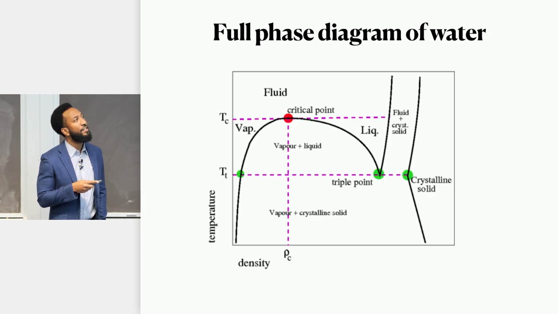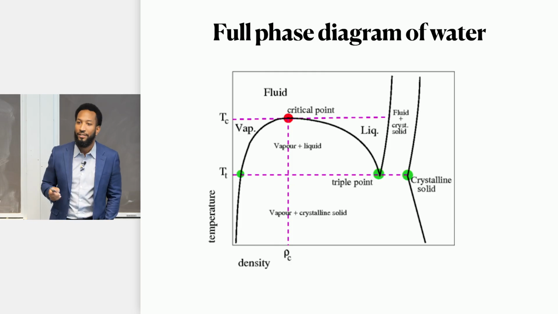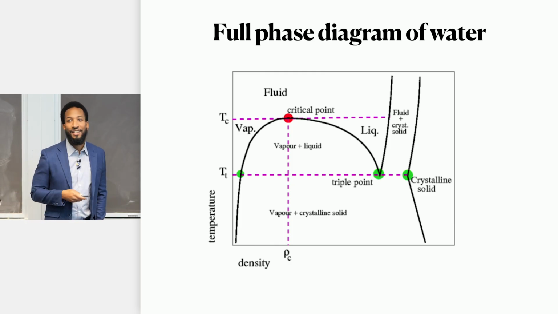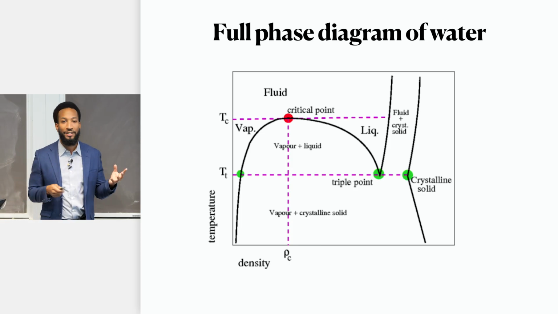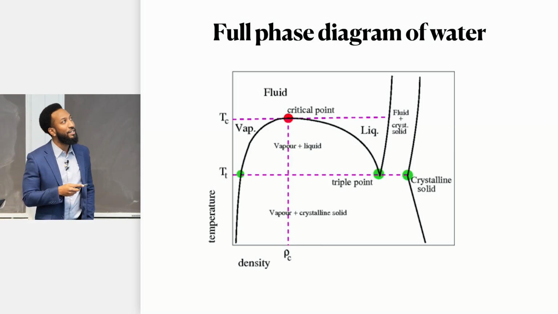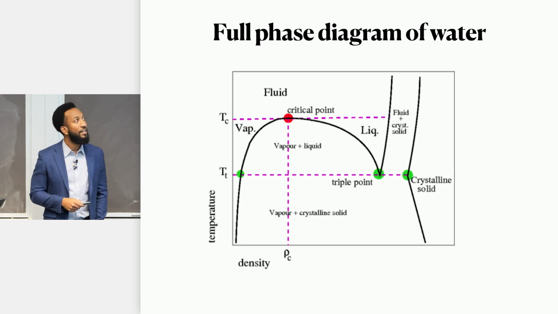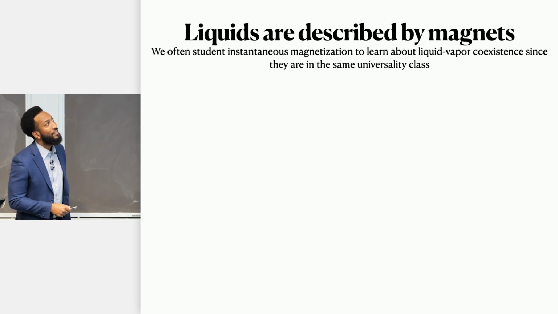Other than that, there's two other points here, triple point, critical point. Don't worry about that. But this is what is considered the full phase diagram of water. Just giving you some perspective that all of this exists. But once again, we're mainly interested in this area here.